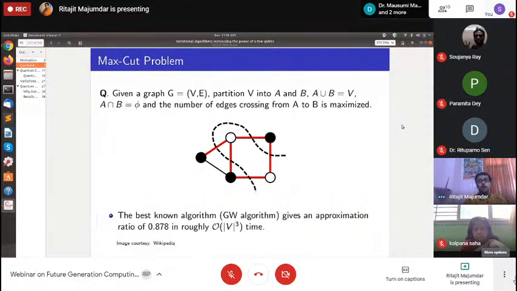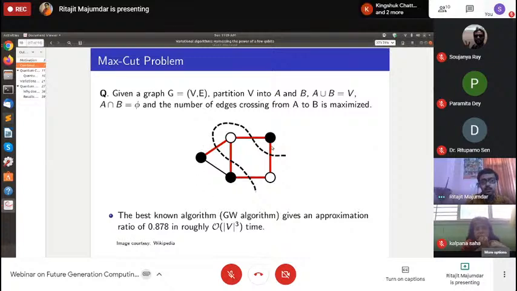Fine. So the problem that we'll look into is called the MAXCUT problem. What is this problem? It says that you are given a graph G, where V is the set of vertices. You need to partition these vertices into 2 sets, A and B. No vertex can be in 2 sets at the same time. But you need to ensure that your partition is such that the number of edges crossing from A to B is maximized. For example, take this picture.